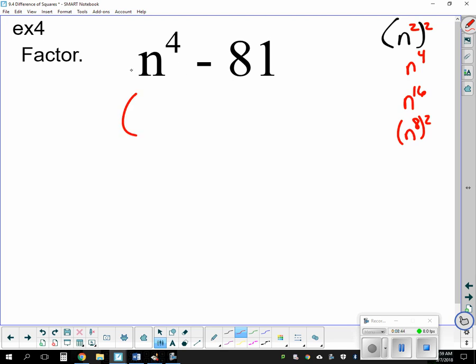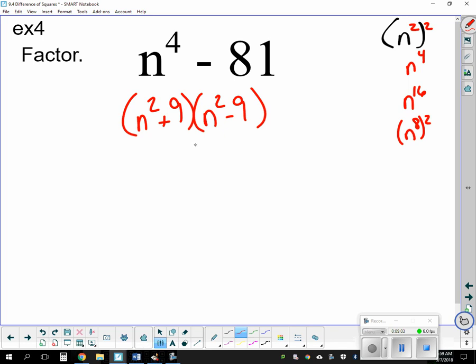So the square root of n to the 4th, or what do you square to get n to the 4th? You square n squared. Plus, minus, what do you square to get 81? Square root of 81 is 9. Okay, so don't be scared if you have a bigger exponent, it just has to be even.